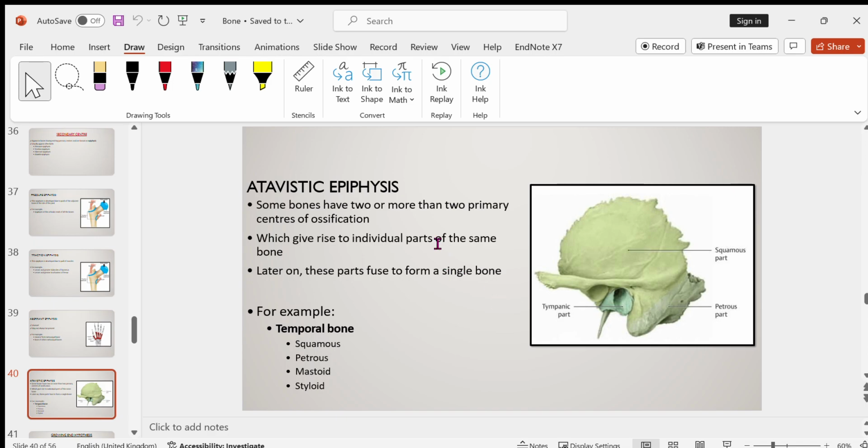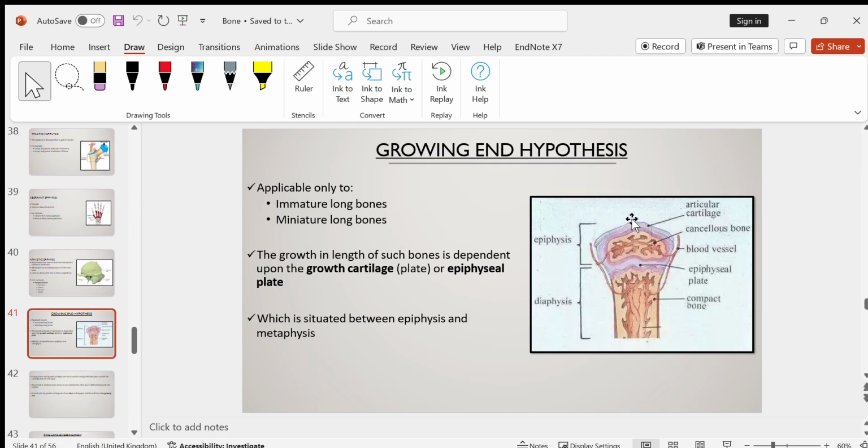Atavistic epiphysis is when some bones have two or more primary centers of ossification, which give rise to individual bones, which later on fuse. For example, the temporal bone is eventually a complete bone that is formed by a squamous part, a petrous part, a tympanic part, and a styloid part. So the entire temporal bone has four parts that were individual bones, but they eventually fused to form a single temporal bone.